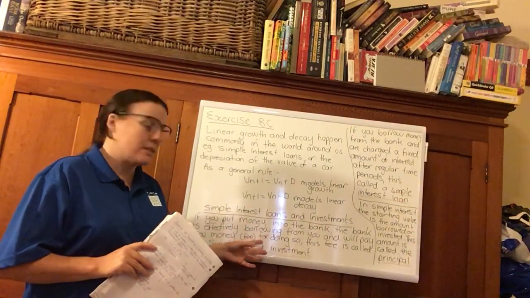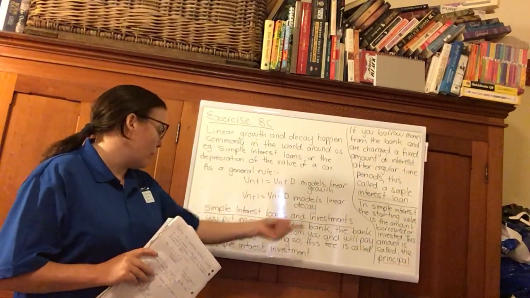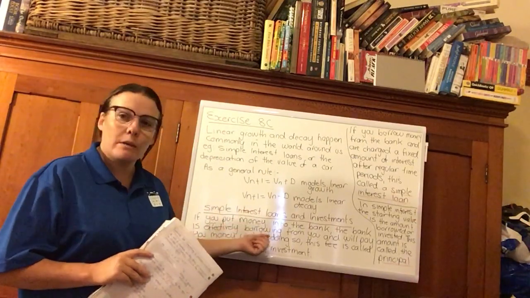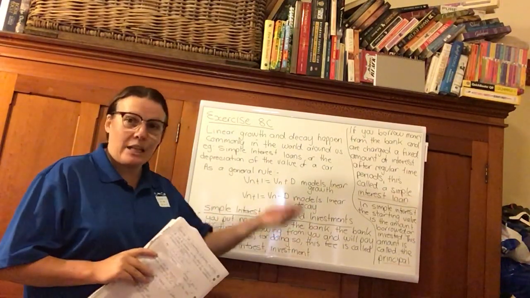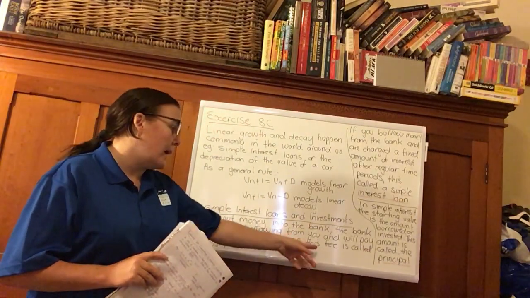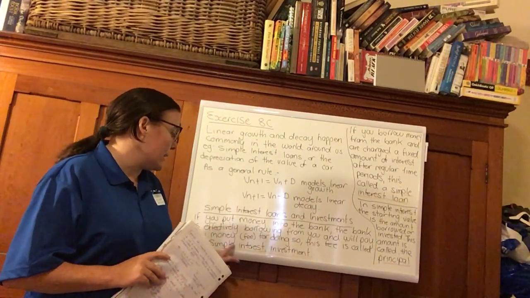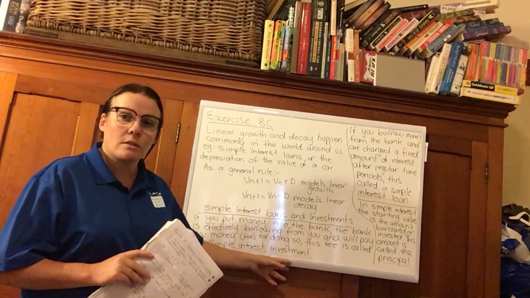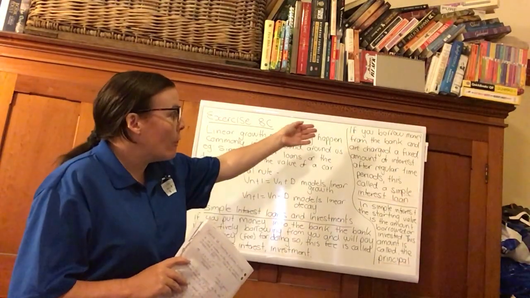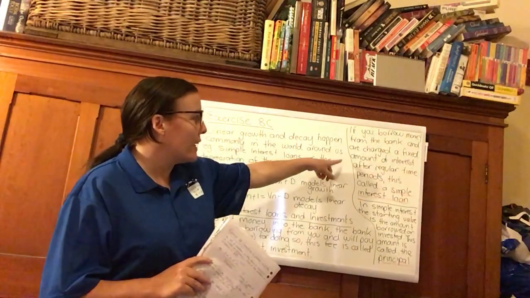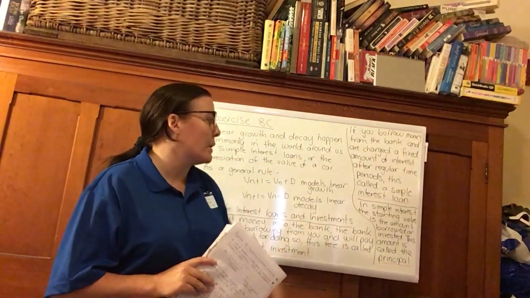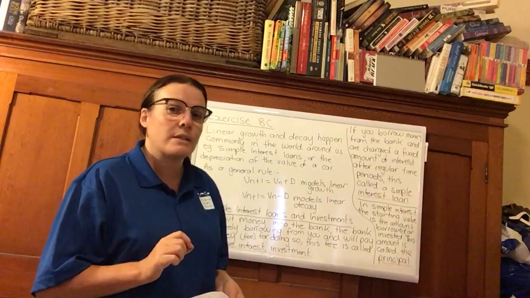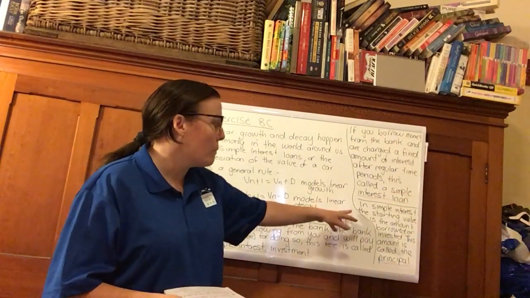Basically that's what this just says. If you put money into the bank, the bank is effectively borrowing the money from you, and they pay you to do that. And this, we call it a simple interest investment. If you borrow money from the bank and are charged a fixed amount of interest after regular time periods, this is called a simple interest loan.